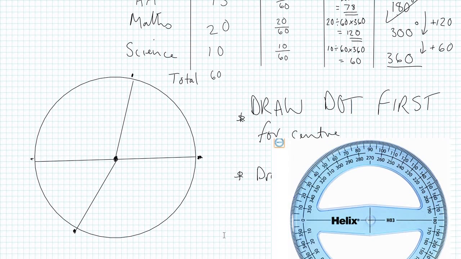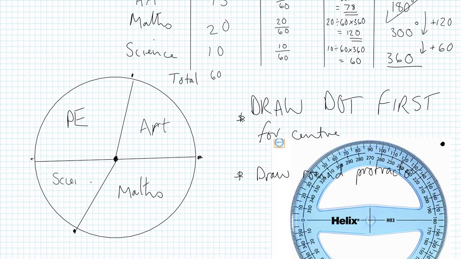Okay, and then what does this mean? That first chunk I did from 0, that stood for PE. The next one was for art. Next one's maths. And then last of all, it's science. You might want to colour them in and have a colour code off to the side, but this is fine. And you need a title. Let's put in favourite subject.